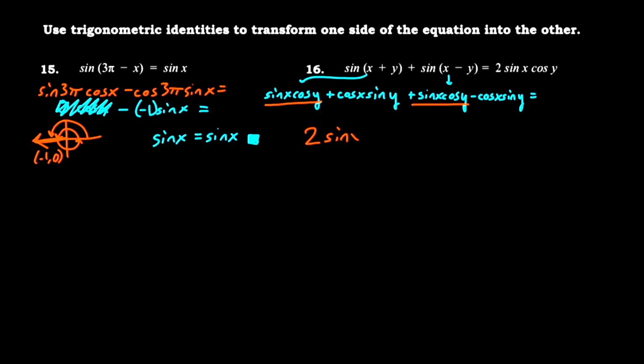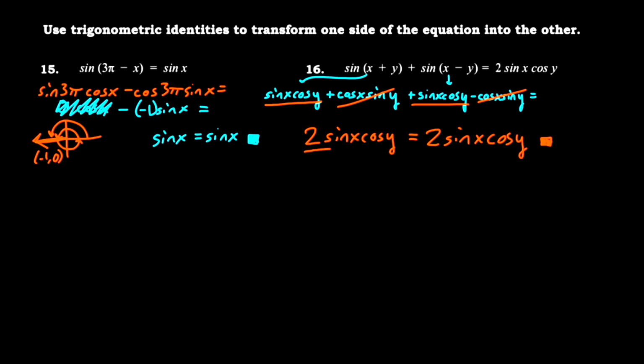So we actually have two of those. And then here we have cosine of x sine of y minus cosine of x sine of y. So these two terms are similar, except they're going to cancel out. So now we have 2 sine of x cosine of y equals 2 sine of x cosine of y. We finished it in basically 2 steps.